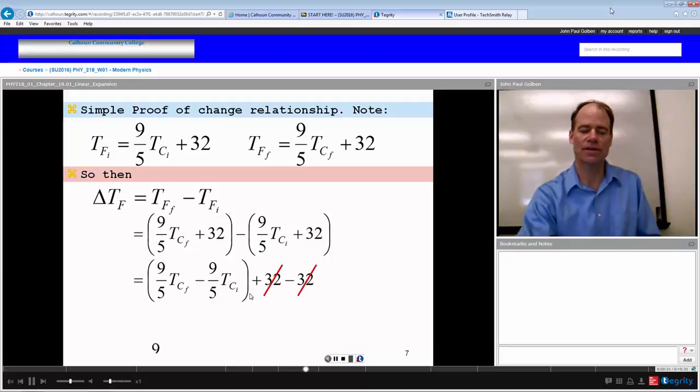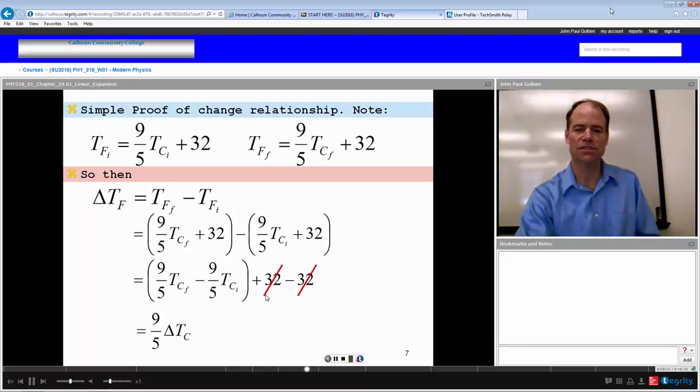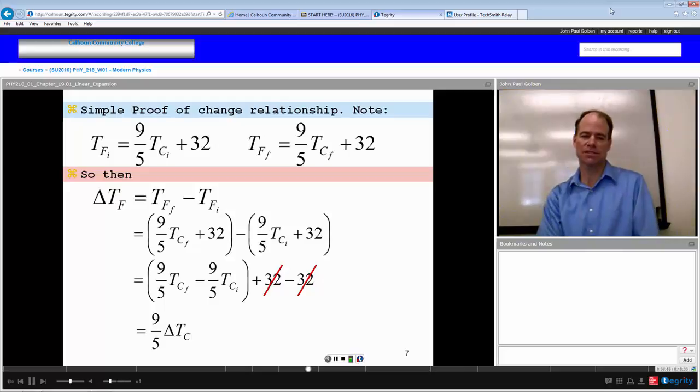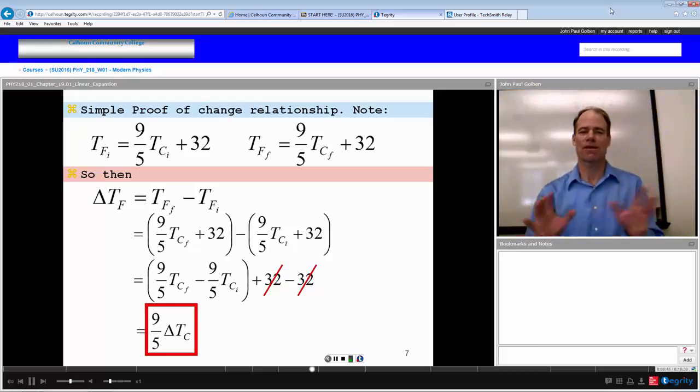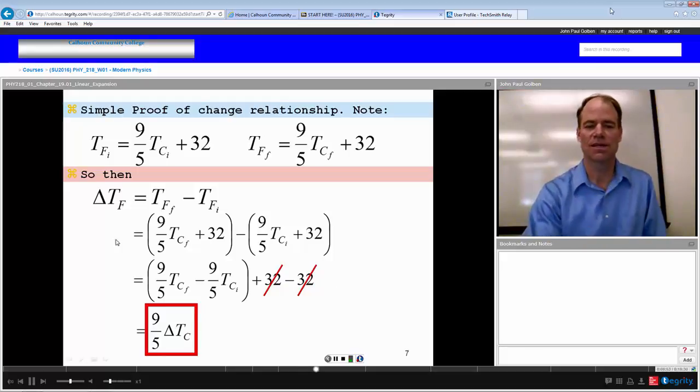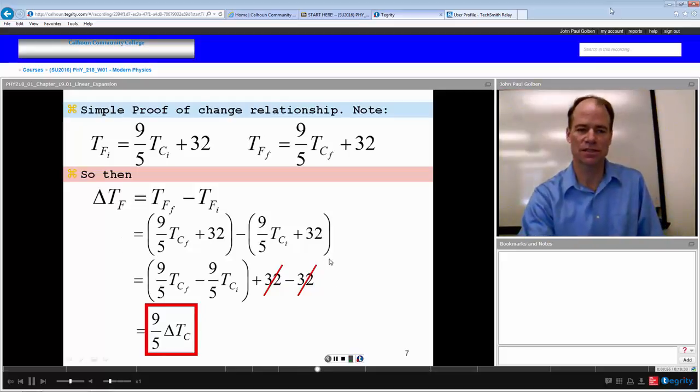And I have 9/5 final temperature Celsius minus initial temperature Celsius, which would be 9/5 times my change in temperature in Celsius. So again, rather than having to use these individual conversion formulas, the change in temperature is easily done in conversion between these temperature systems.